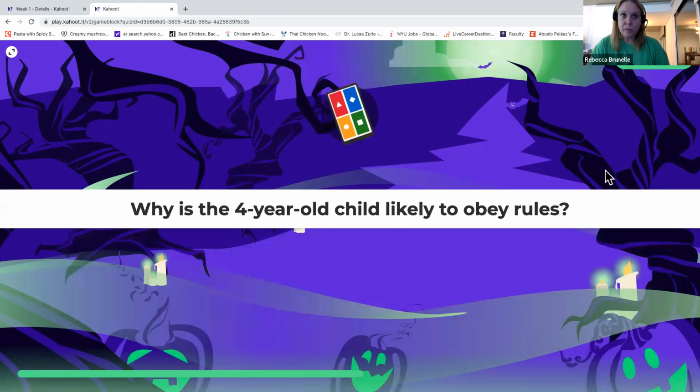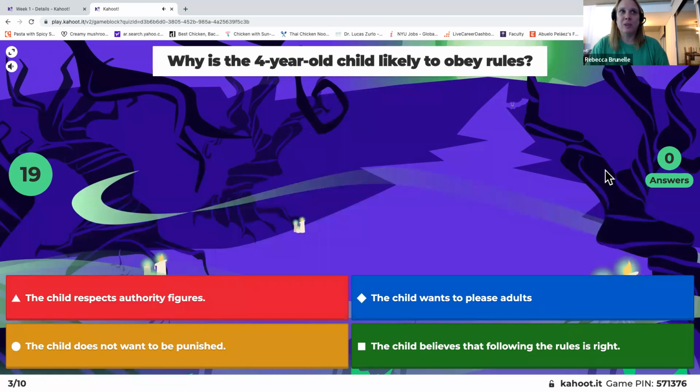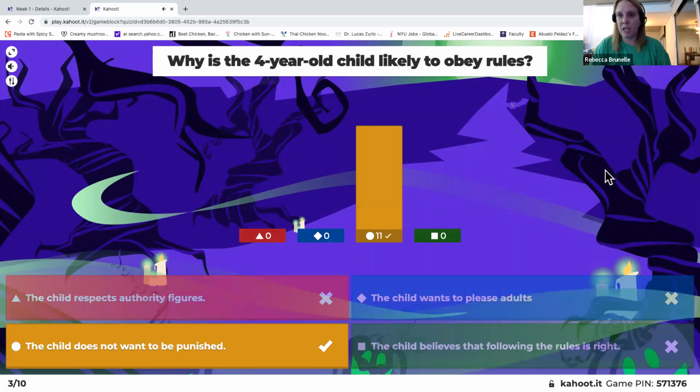Why is a 4-year-old likely to obey the rules? Because the child respects authority figures, the child does not want to be punished, the child wants to please others, or the child believes that following the rules is right. Yeah, at this stage, they're still thinking, I'm not going to do it because I don't want to get in trouble. So very good.